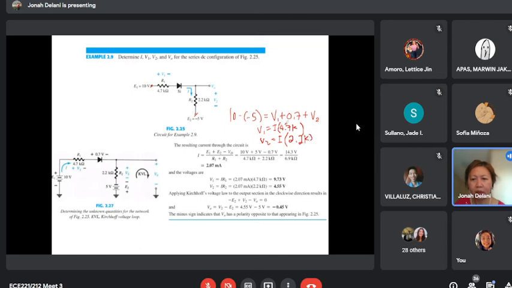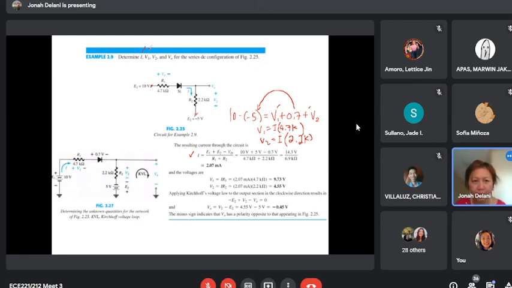So if we substitute these values to V1 and V2 here, only I is the unknown. So if we solve for I, I is equal to 2.07 milliamperes. So, 15 minus negative 5, then subtract the 0.7, that is negative 0.7, divided by 4.7 plus 2.2 K. We factor out I. So the current is 2.07 milliamperes.